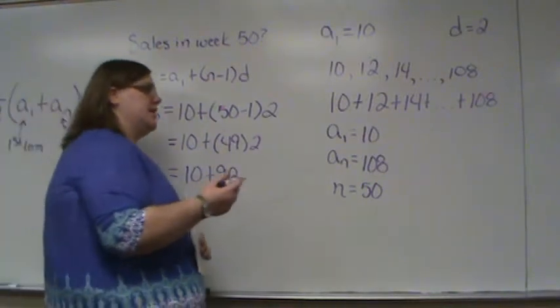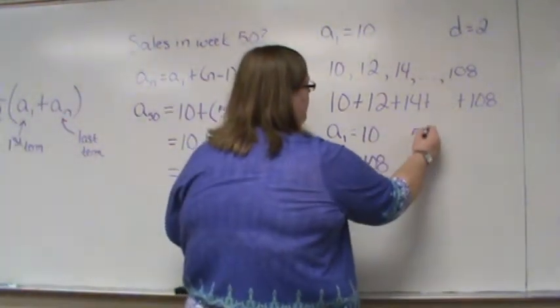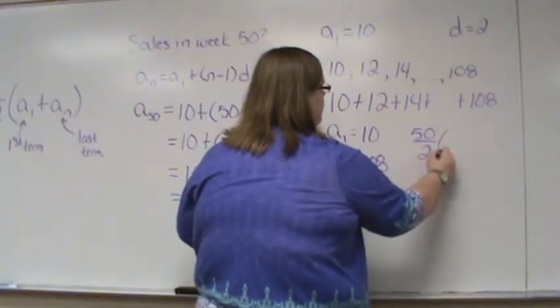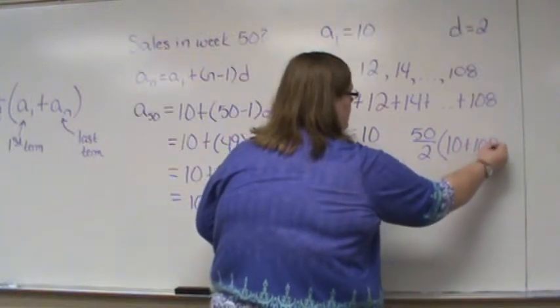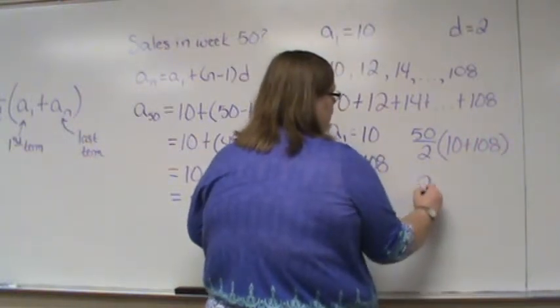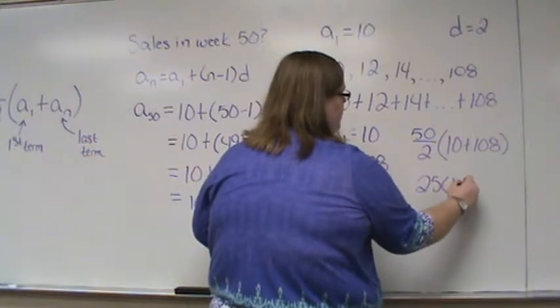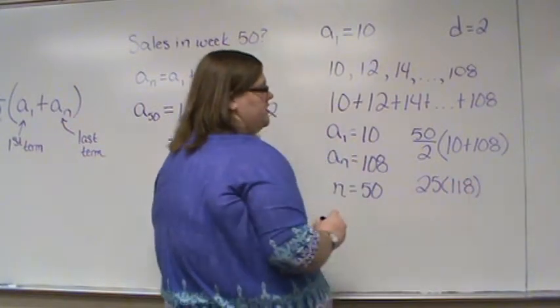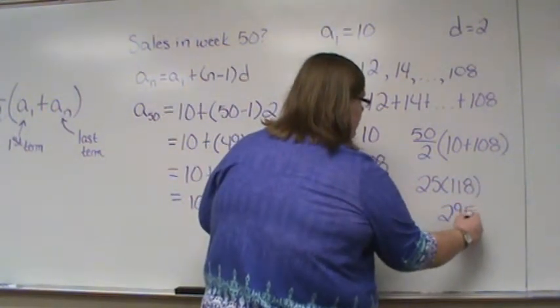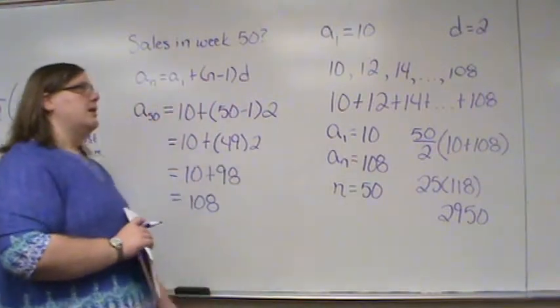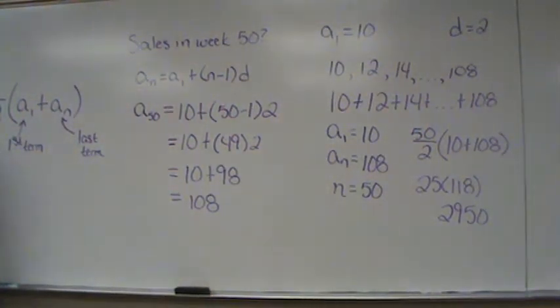So we plug this into our formula. We have 50 divided by 2 times 10 plus 108. We end up with 25 times 118, which equals 2,950. So in order to qualify for this $10,000 bonus, this salesperson has to make 2,950 sales in their first 50 weeks.